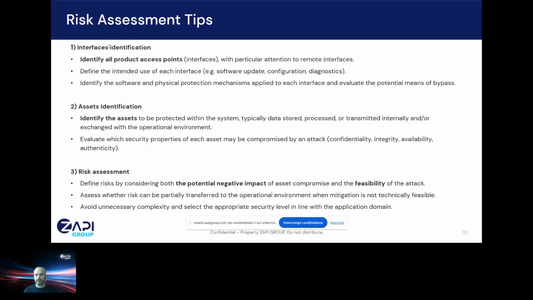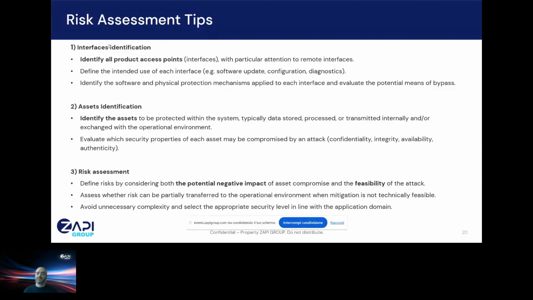The third choice is to keep the risk, but this strategy can typically be followed in case the risk is very, very low, and in any case, it needs to be documented in the technical documentation about the product.